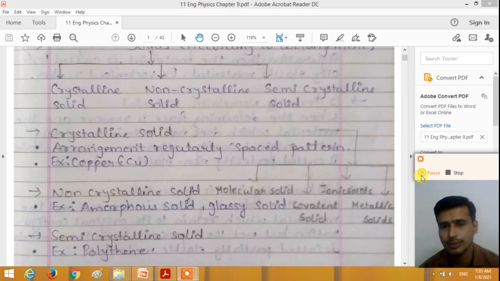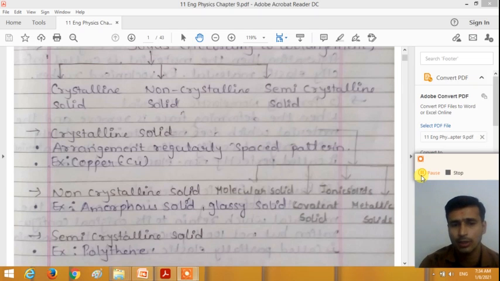And last one is the metallic solid. The constituent particles in the metallic solid are positive ions. So an atom loses one electron and becomes a positive ion, and this positive ion forms a regularly spaced arrangement at the specific lattice points, right? And the solid forms. This type of solid is known as the metallic solid. So dear student, understand what you mean by the crystalline solid and what are the types of crystalline solid.